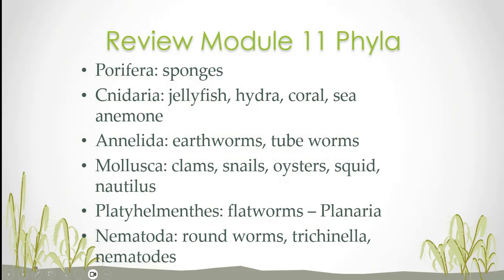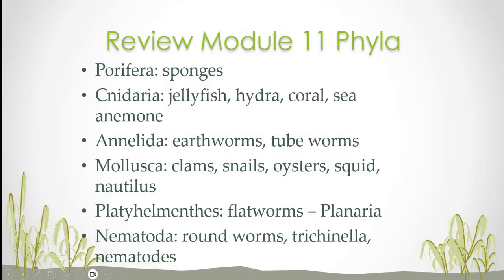So sorry about that. All right, just a review of the things we've covered in this module. We have the porifera, which would be the sponges, the cnidaria, which would be the stinging creatures, jellyfish, hydra, coral, sea anemone. The annelida are the earthworms, which we talked about today. The tube worms, because we talked about the Christmas tree worms, but there's also the giant tube worms at the bottom of the ocean. Pretty cool stuff. The mollusks, including the clams, snails, oysters, squid, nautilus. Platyhelminthes, the flatworms, and the nematode are the roundworms. Okay, so that's good review if you have a quiz coming up or a test coming up.